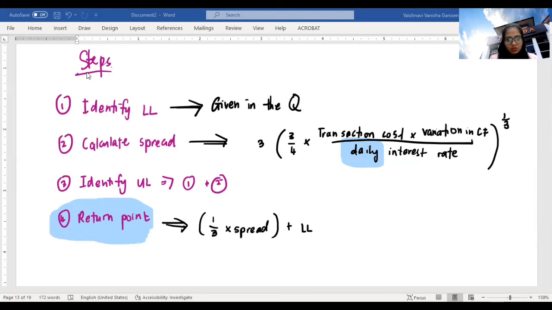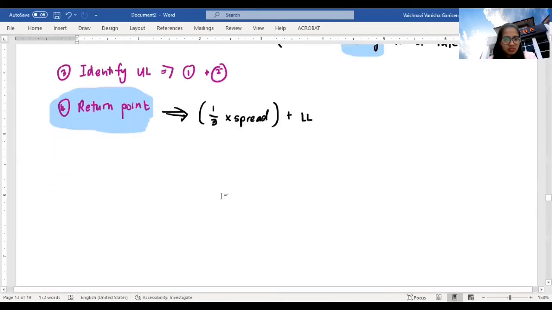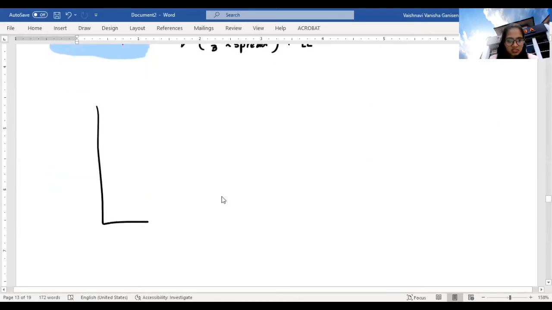Now, where is the spread? Okay, spread is actually, let me just draw the graph here again. I mean, again, it's not that great.